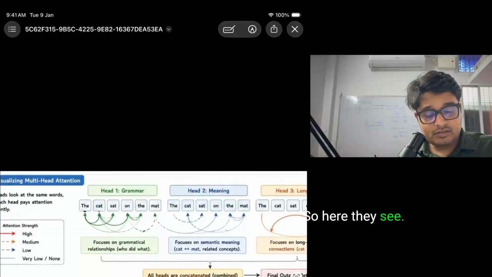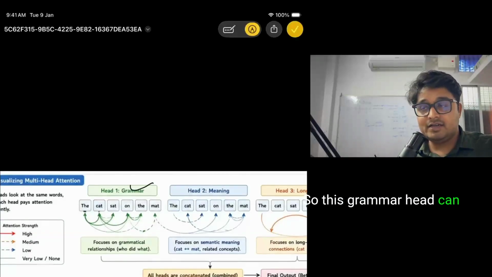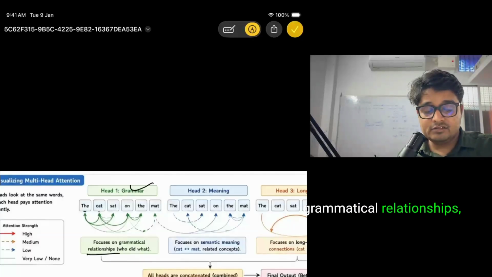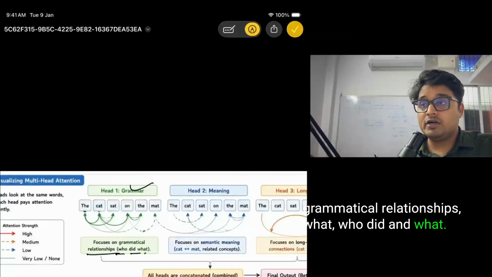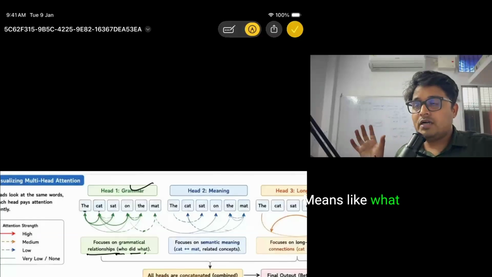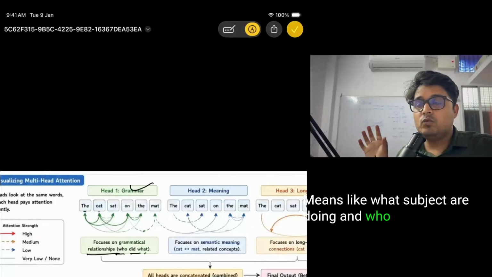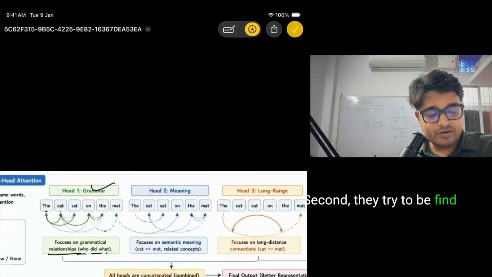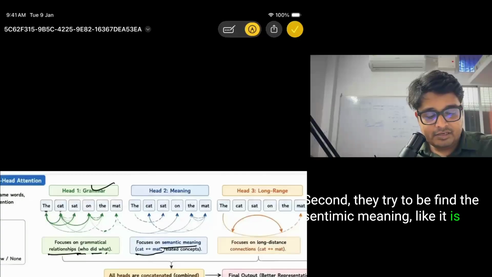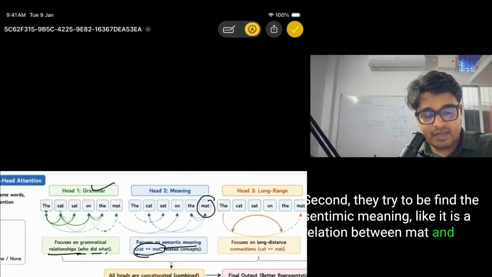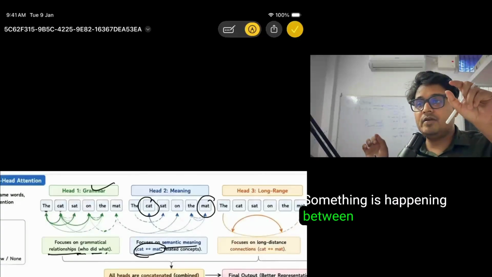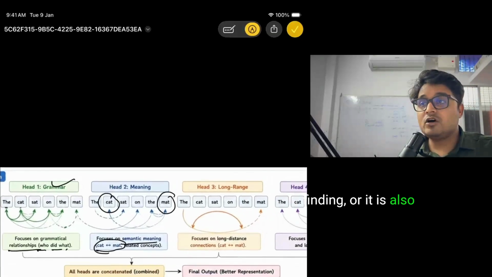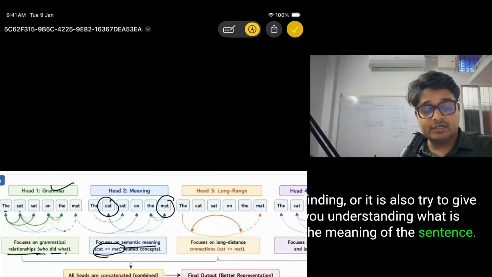So here, this grammar head tries to understand the grammar, the grammatical relationships: who did what, meaning what the subject is doing and who the subject is in this statement. Second, they try to find the semantic meaning, like the relation between mat and cat. Something is happening between the mat and cat. So this is the relation that we are finding, and it also tries to give you an understanding of the meaning of the sentence.